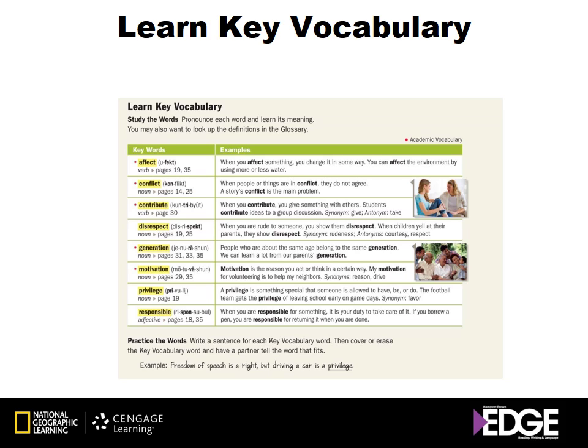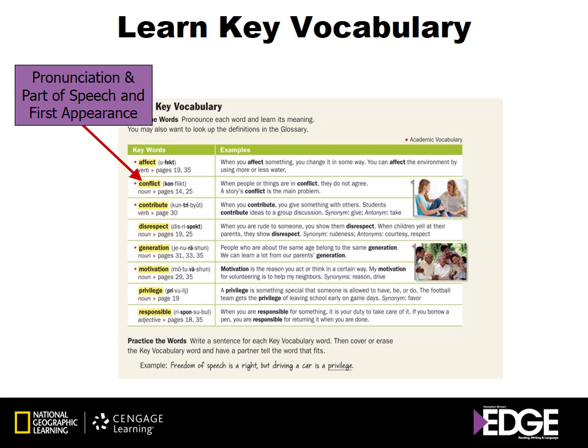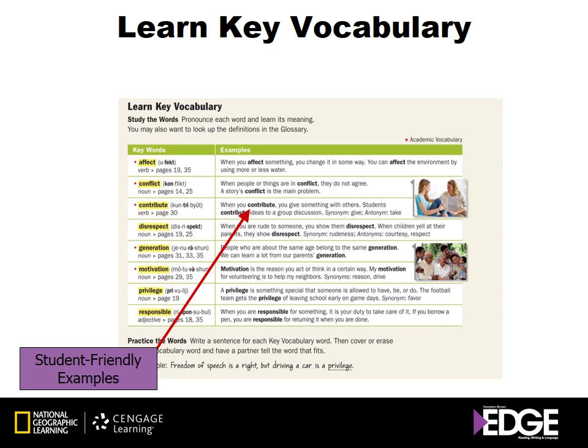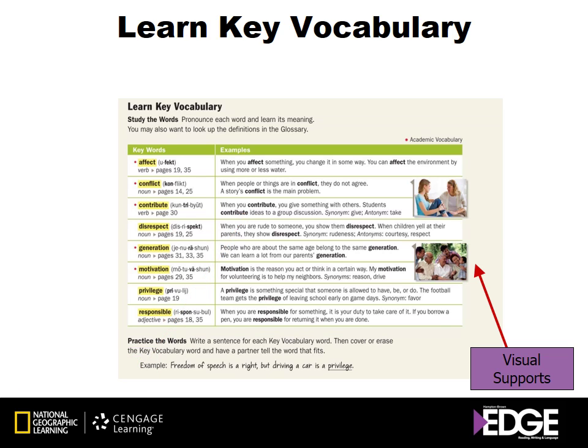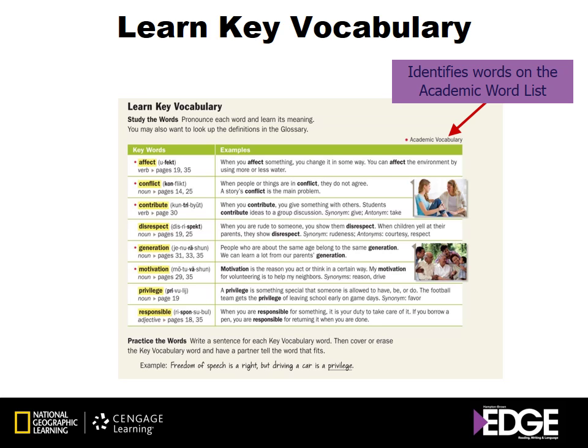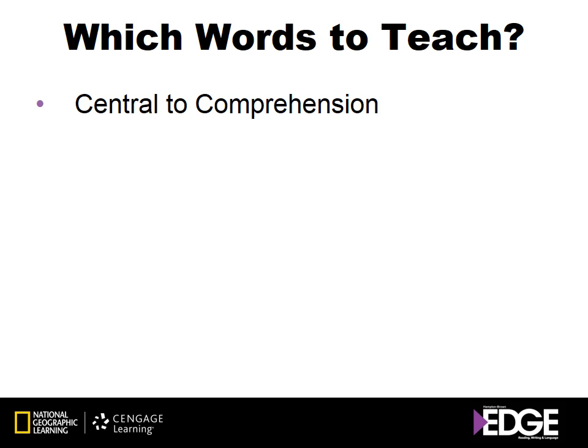Before we look at the systematic research-based routine that's used to teach the vocabulary, let's look at the key supports found on this page. Each word is highlighted throughout the text and includes the pronunciation, part of speech, and the page where the word first appears. To help students get a clear understanding of the word's meaning, student-friendly examples rather than dictionary-style definitions are provided, as well as strong visual supports when possible. And academic vocabulary is identified with a red dot throughout the program.